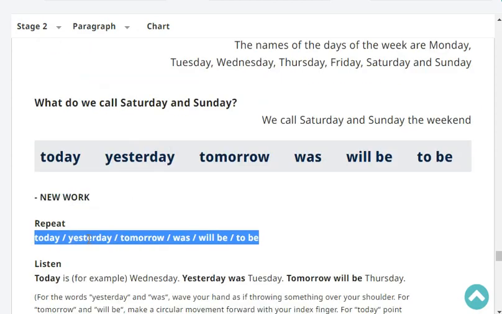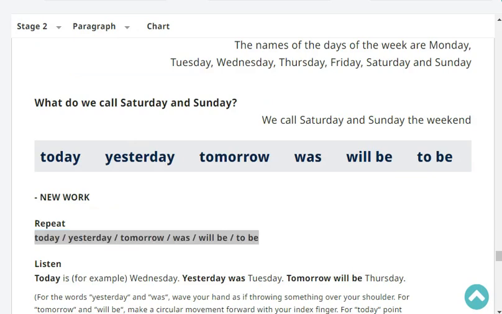Next, repeat. Today, yesterday, tomorrow, was, will be, to be. Very good.